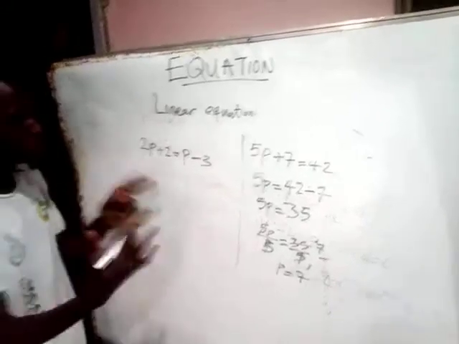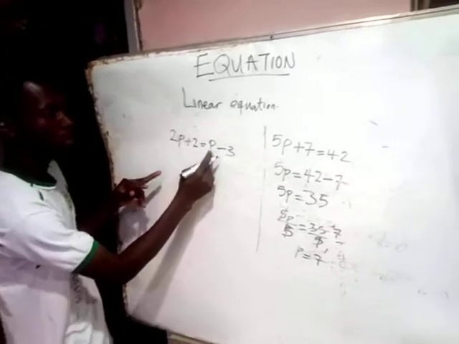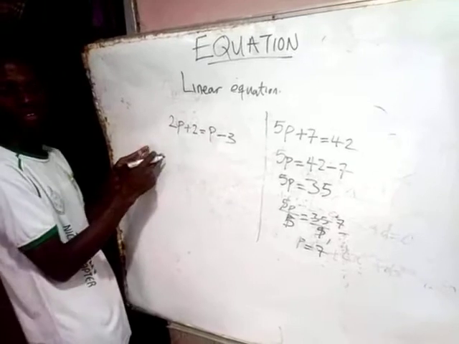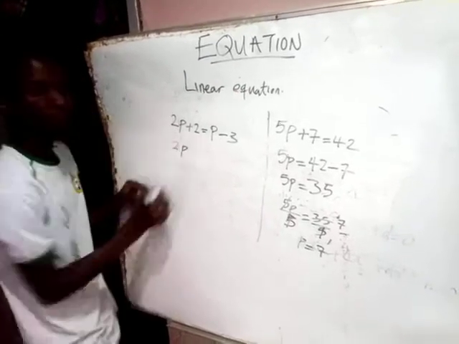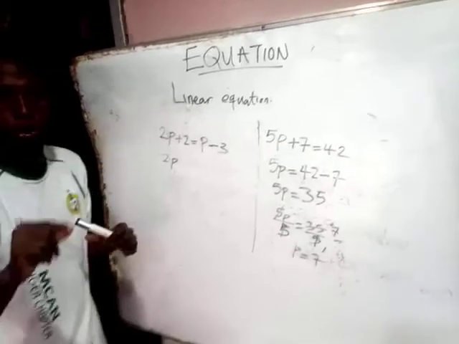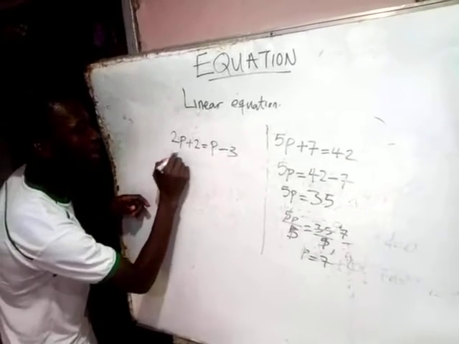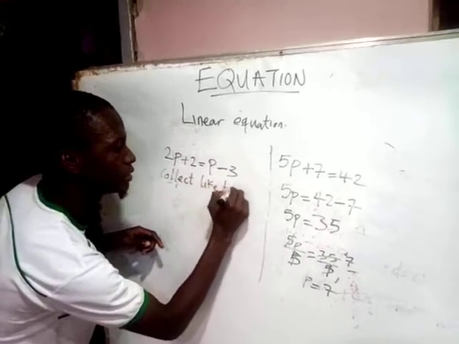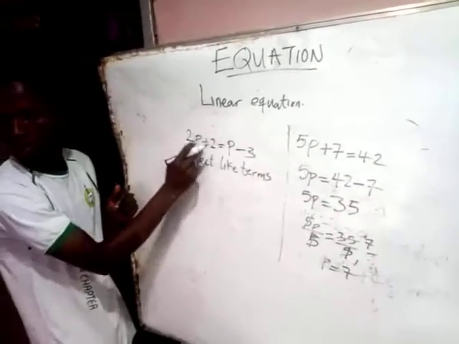The first thing you should do is make all your unknowns be on your left hand side. So you first move this p to one side and your knowns to the other side. We call it collect like terms. When we are doing our expression, we explain more about collect like terms. So it's better we write it here. Collect like terms. It means p for p, constant for constant.